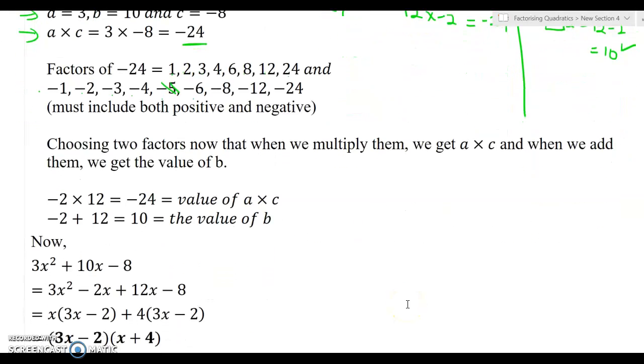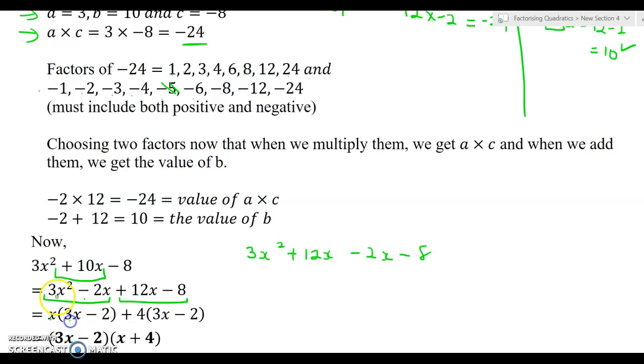So again, you're going to replace the plus 10 here with the two numbers we chose, which is the minus 2 and the positive 12. So 3x squared minus 2x plus 12x minus 8. Pair them off. Right away, you could have written 12x first and then minus 2x. It's fine, totally fine. You could do it either way. Same answer you'll get. So again, here your common thing is x.